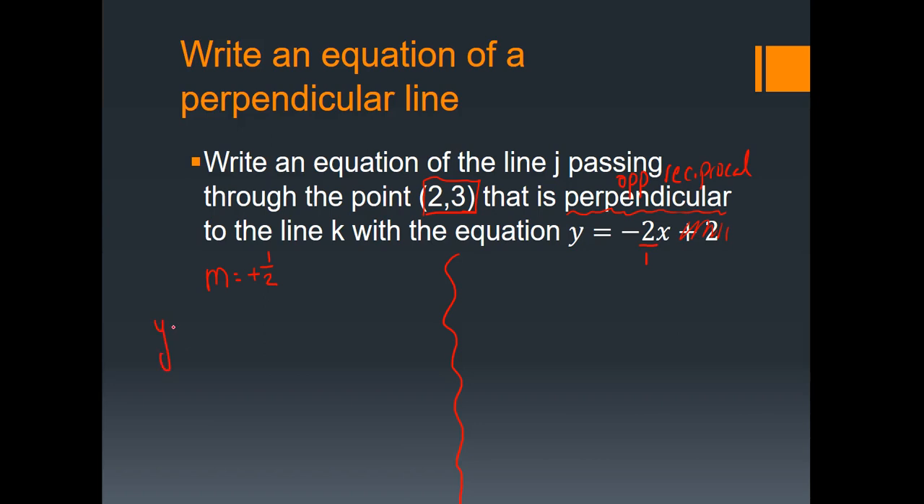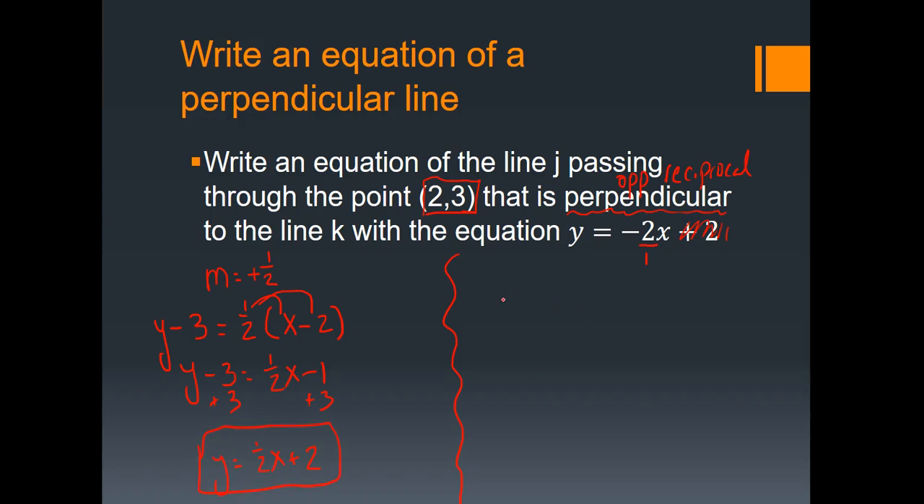So point slope would be y minus the y value, 3, equals the slope 1/2, parenthesis x minus the x value. Distribute the 1/2, you have y minus 3 equals 1/2 x minus 1. Add the 3 over, and we have y equals 1/2 x plus 2. So let's just double check we did that.